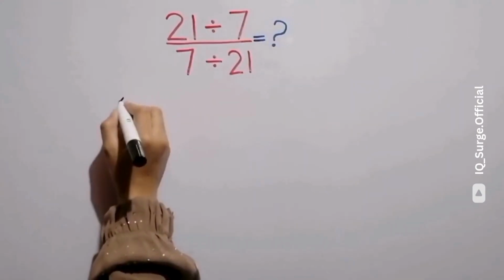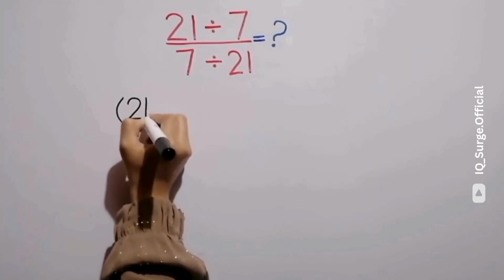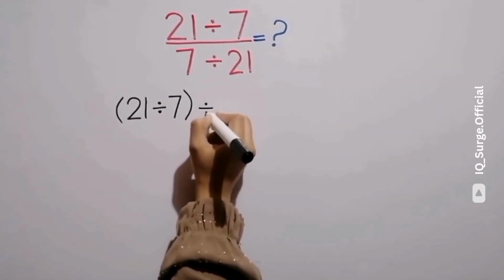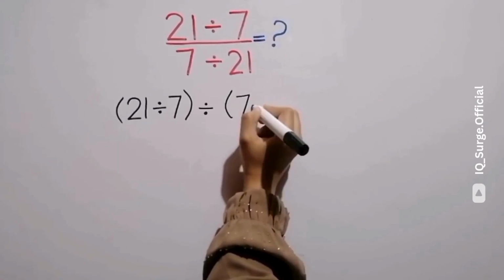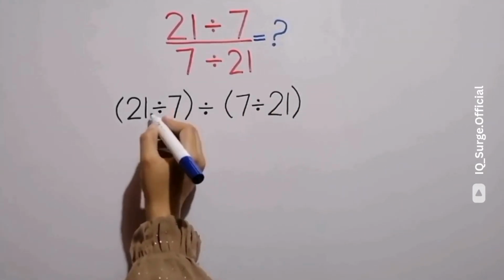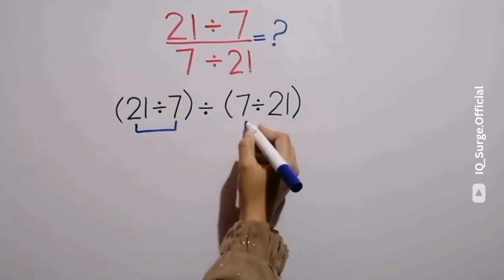We write the numerator as 21 divided by 7 inside the parentheses. We write the fraction as an expression. According to the PEMDAS rule, first we simplify the parentheses.